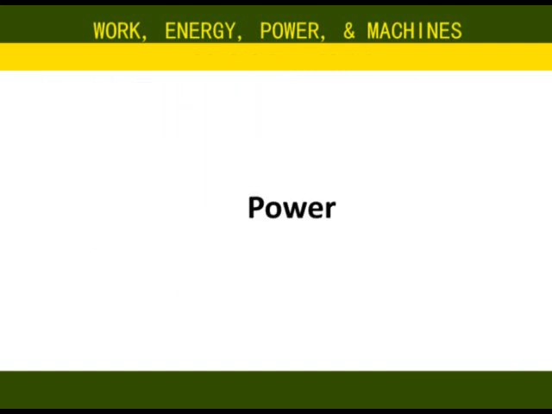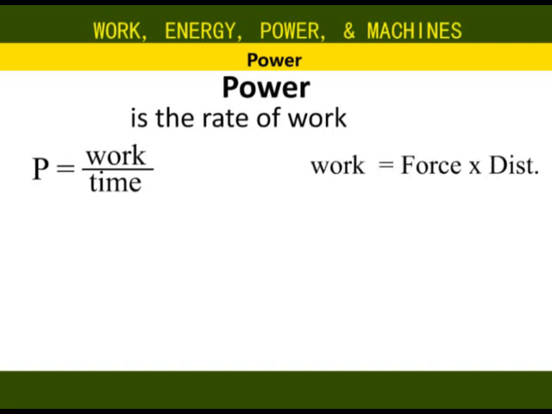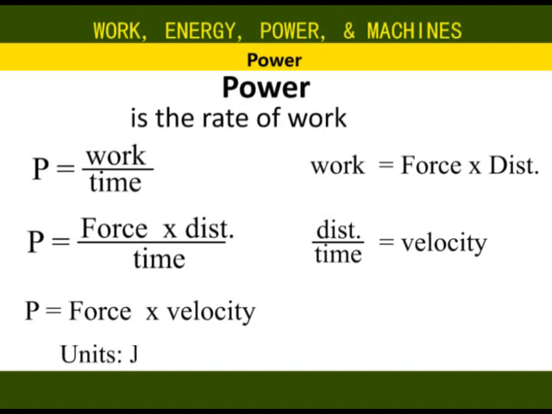Power. Power is the rate of doing work. That is, power is equal to work over time, or change in kinetic energy over time. But work is equal to force times distance. So power is equal to force times distance over time. Again, distance over time is equal to velocity, and therefore power is also equal to force times the uniform velocity. From the expression power is equal to work over time, it means the unit of power is joules per second. This is called watt.